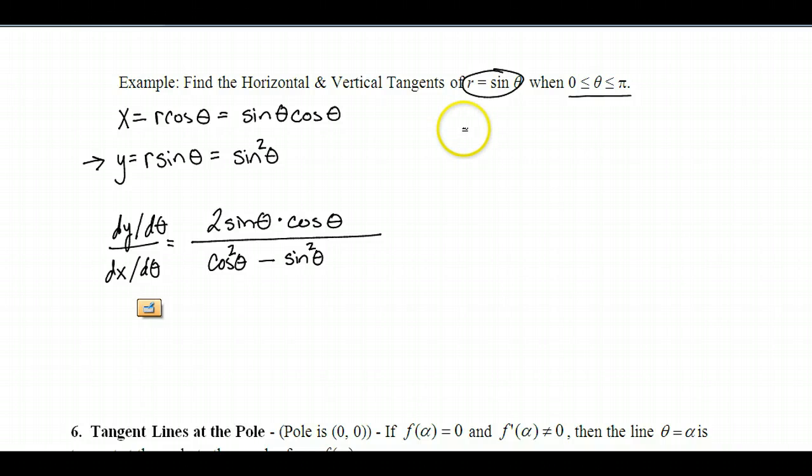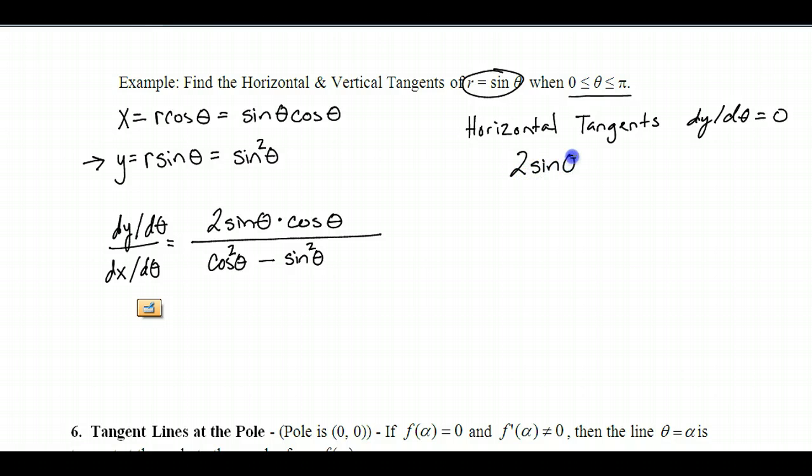Now if I'm checking for my horizontal tangents, so horizontal tangents, we know that's where our derivative is equal to 0, so the numerator would have to be 0. Well, where does 2 sine of theta times cosine of theta equal 0? This is nice because it's multiplied, so basically it's factored for you. So whenever sine of theta is equal to 0, we know this whole thing is 0. Or when cosine of theta is equal to 0, that whole left side is 0. And our domain, remember, is from 0 to pi.